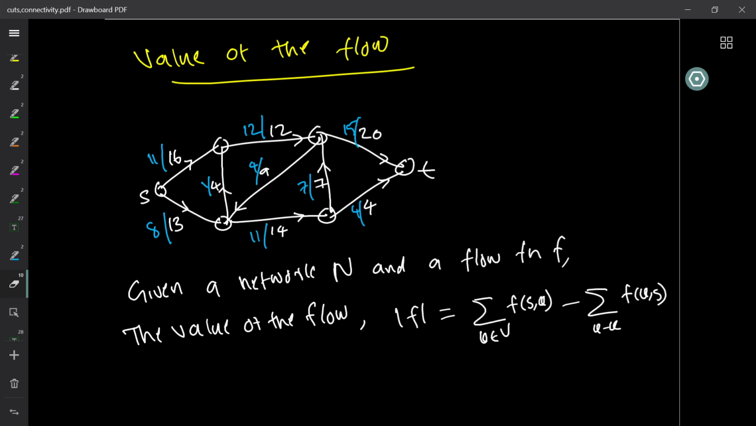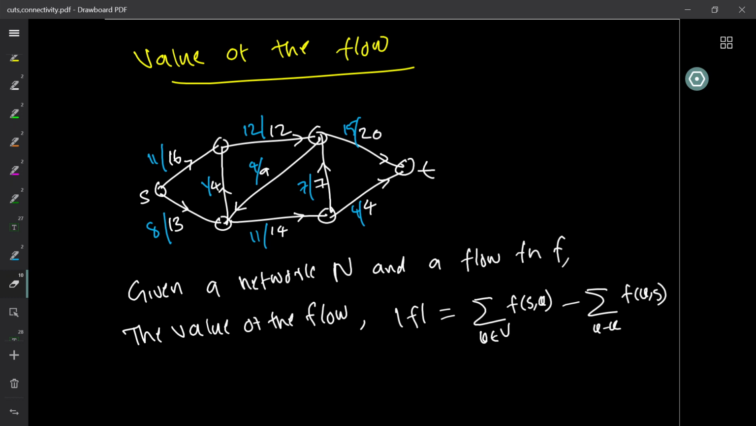So now the value of flow. What is the value of the flow? The value of the flow is the total flow that happens from the source to the terminus or the sink. This means that if you are transporting things from S to T, how many tons of material or something can be transported from S to T. That is what we want to find out.